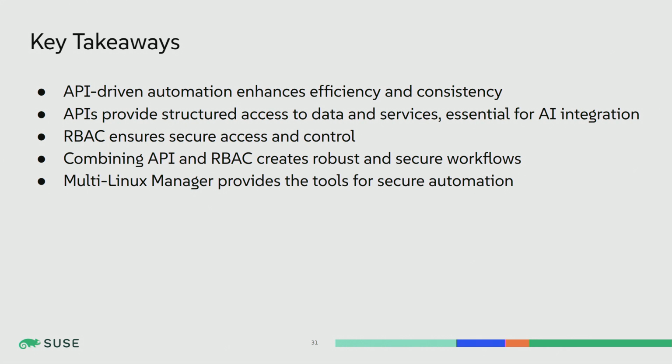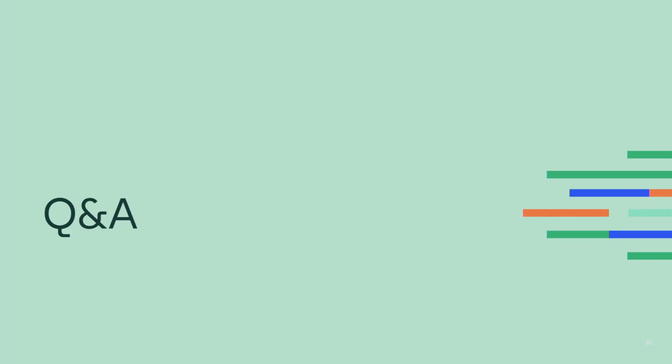AI is powerful, so it needs to be controlled in a fine-grained manner. Who's to say that your AI agent doesn't get bored and start checking out different endpoints to do different operations? And yeah, combining API and role-based access control creates really robust and secure workflows. With Multi-Linux Manager, we have all the tools for any kind of secure automation needs. The API provides the tools and RBAC provides the necessary security to work with those tools. And this brings me to your questions.